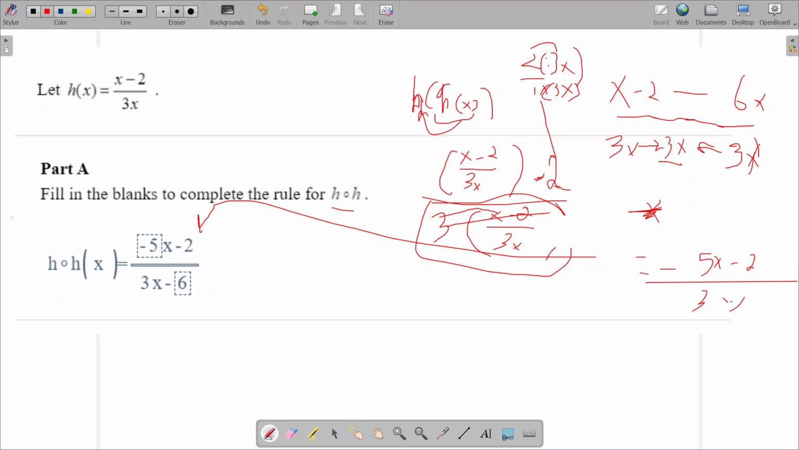3x over, again you distribute, so 3x minus 6, because you distributed the 3. When you have a multiplication, by the way, only distribute on the numerator; do not distribute between these two. It won't work. Over 3x, because this stayed the same. Now, this 3x can cancel with this 3x, so you're left with negative 5x minus 2 over 3x minus 6.